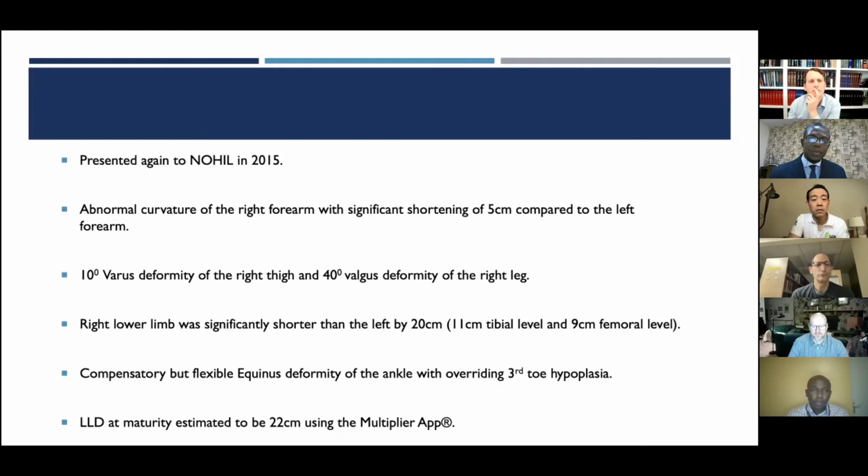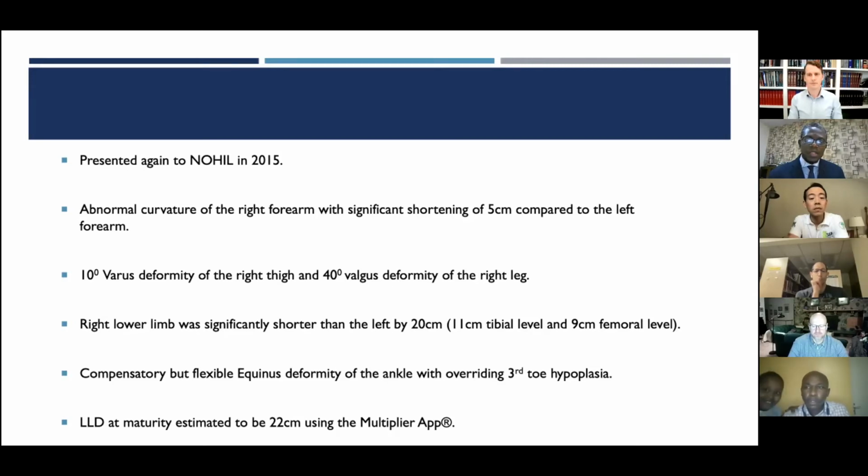At the time of presentation, when I first met her, she had an abnormal curvature of the right forearm with significant shortening of 5 centimeters compared to the left. A 10-degree varus deformity of the right thigh and 40 degrees valgus deformity of the right leg. The right lower limb was significantly shorter than the left by 20 centimeters. 11 centimeters was at the tibial level and 9 centimeters at the femoral level.